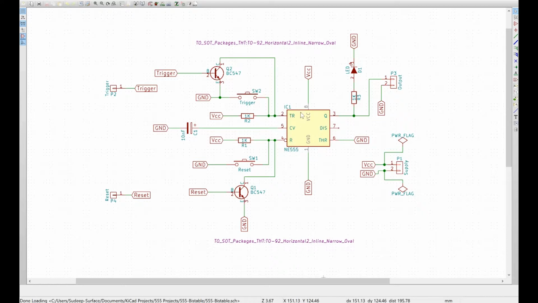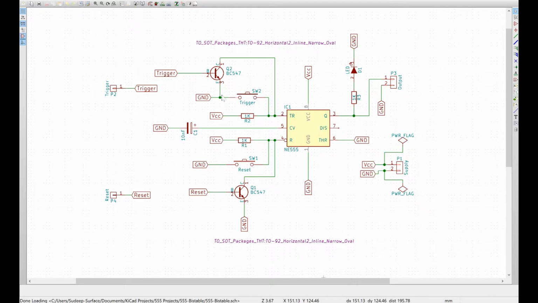Pin 2 is the trigger. If you look, by default the pin 2 is connected via a resistor to the VCC, the plus 5 volts if we are giving a 5 volt supply to the board. So by default the trigger is at plus 5 volts. Let's look at this switch over here. If I press this switch, the pin 2 gets connected to the ground.